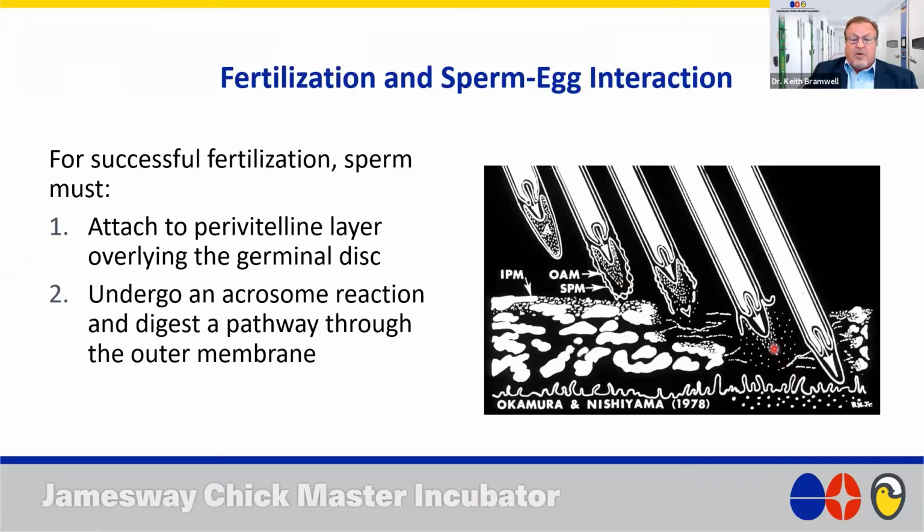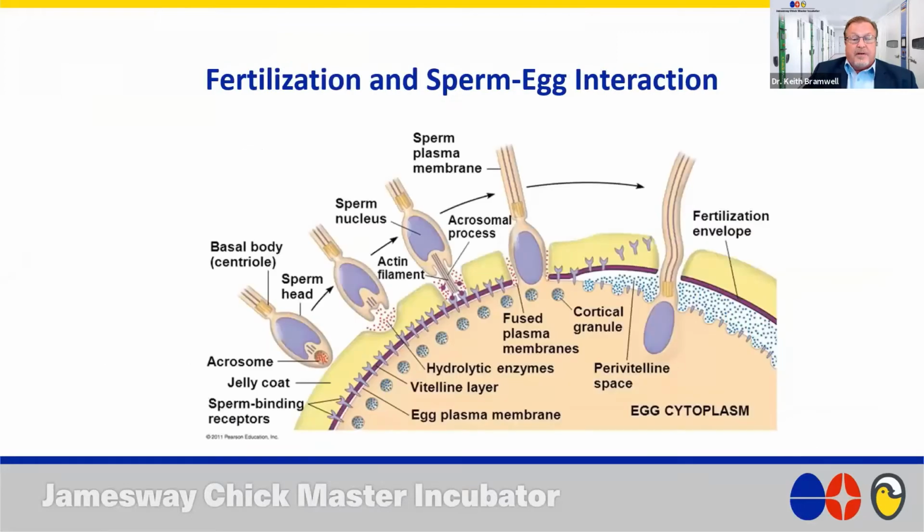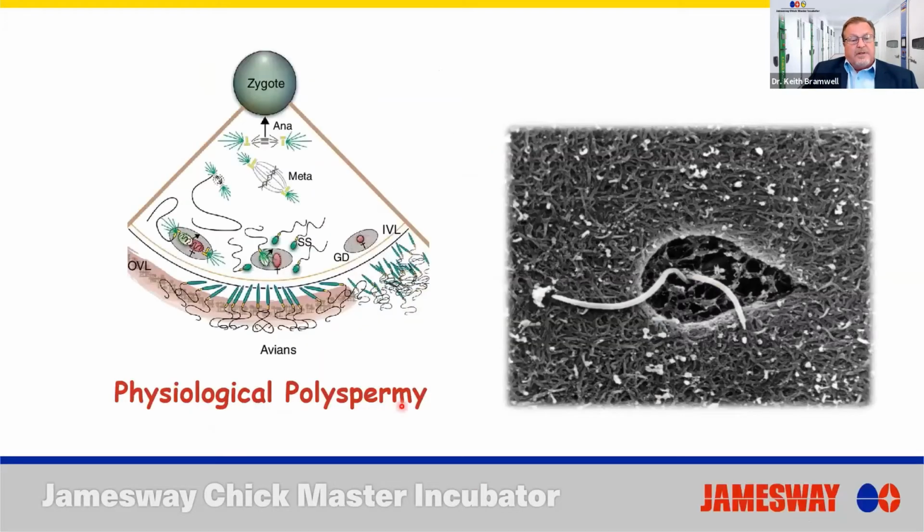They actually digest a hole in that membrane. That sperm then passes through that hole we can see here in the avian system. Another diagram of the same thing. A hole is generated.